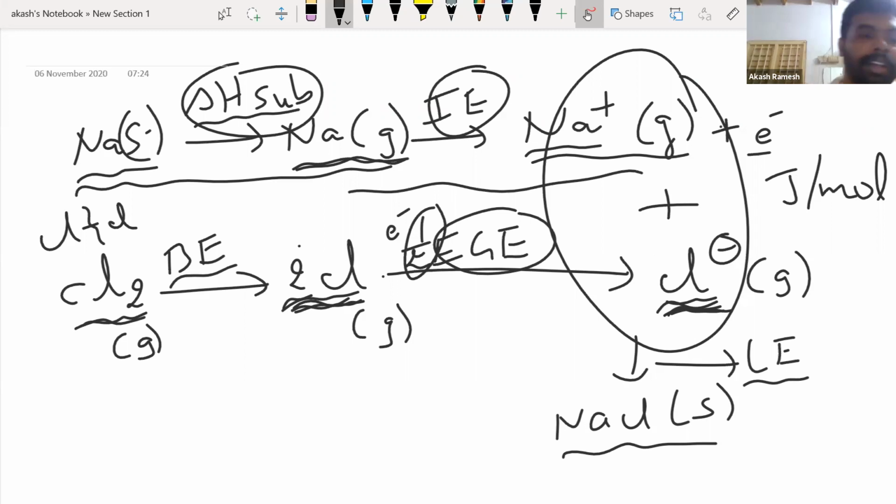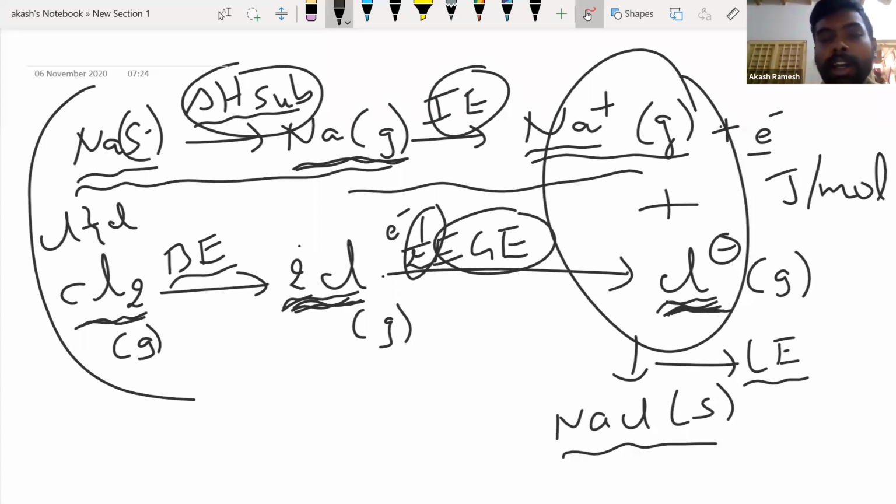Okay. Now people, this entire chart or diagram I have drawn here is what is called your Born-Haber cycle. You can see it's a cycle. If you start with Na solid and chlorine gas, you end up with sodium chloride solid crystal. So this entire thing is what is called your Born-Haber cycle.